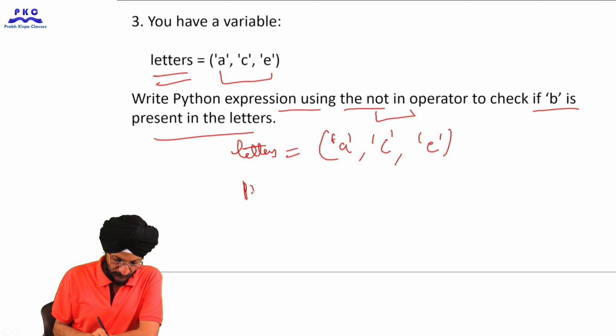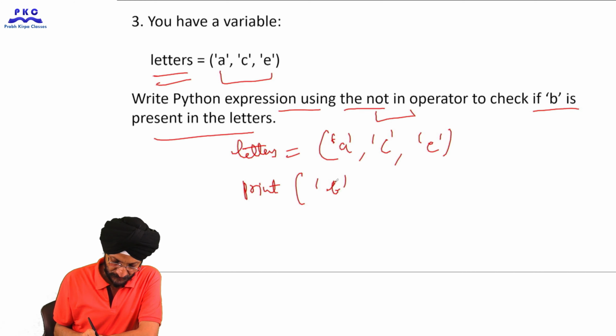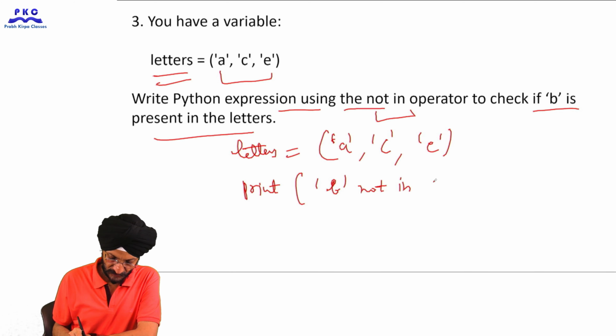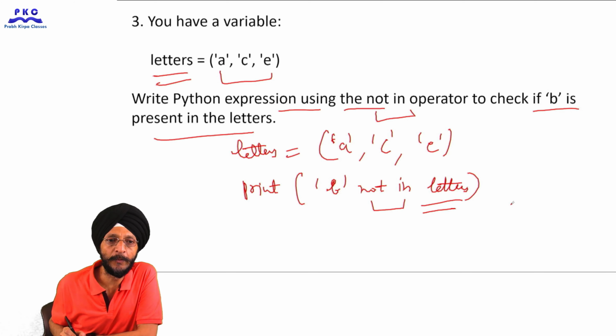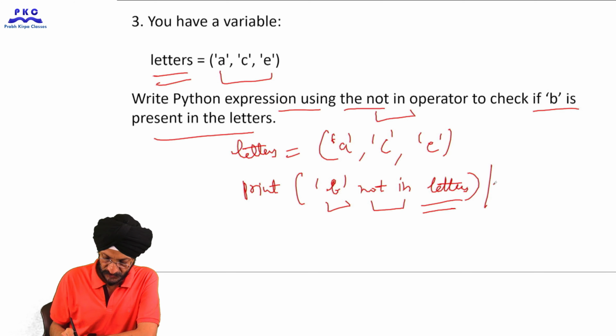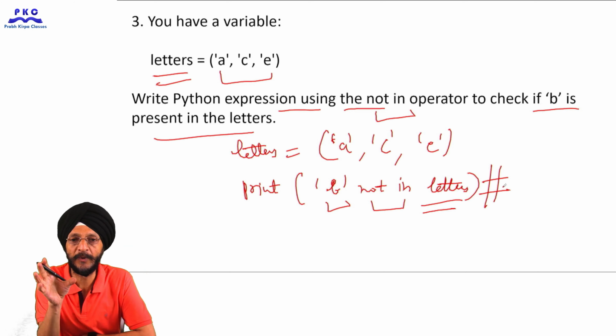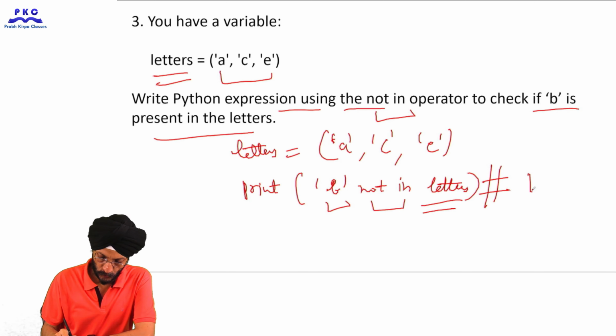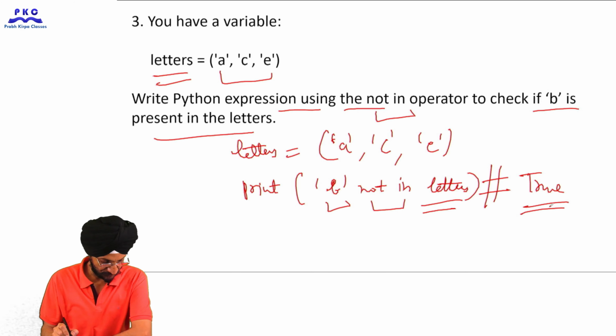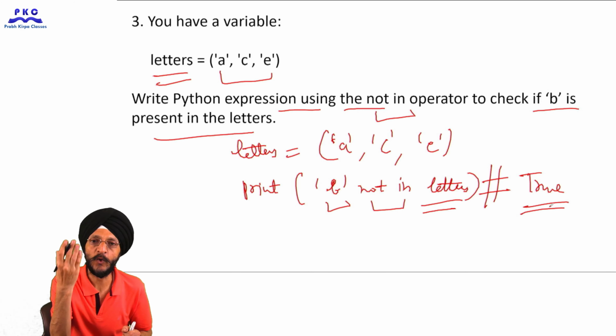Now we will use print function and also the not in operator to find if B not in letters. Letters is the variable. Not in is the not in operator. B is the value which we have to find out, or not in operator will find out. So the output is true because B is not there.